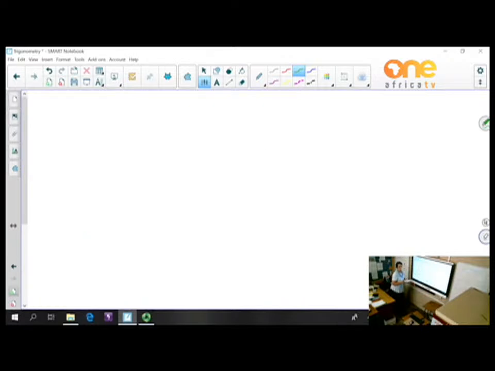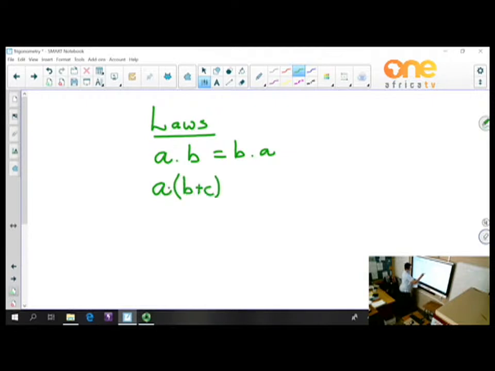I would like you now to look in your books on page 39. We're looking a little bit at the laws of the scalar product. So what we say is A dot B is the same as B dot A. This is the commutative law that we've learned already. And then A dot (B plus C), this is the distributive law.